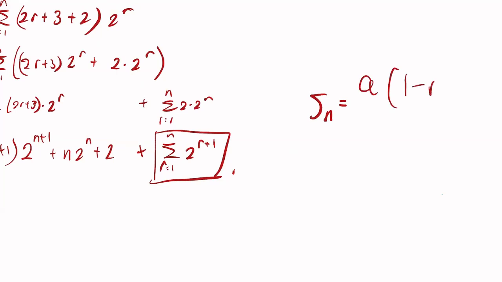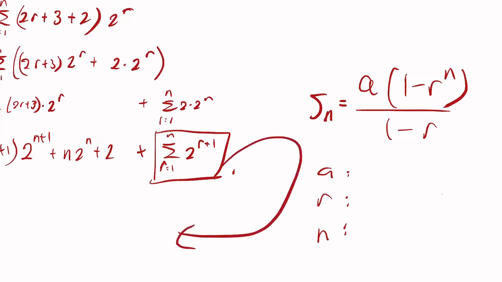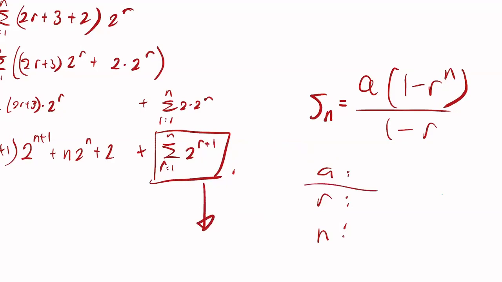A times 1 minus R to the power N over 1 minus R. What's A, what's R, what's N? A is what? No, answer one by one. What's A, what's R, what's N? A is it 2? Oh no. How do you get the first term? You substitute the R, the first index R with 1. So it's 2 power 1 plus 1.